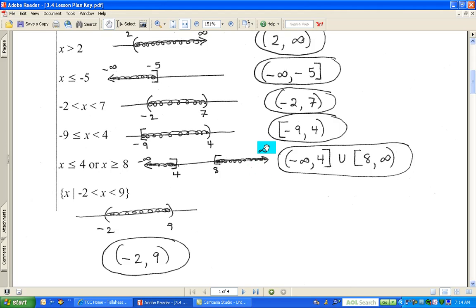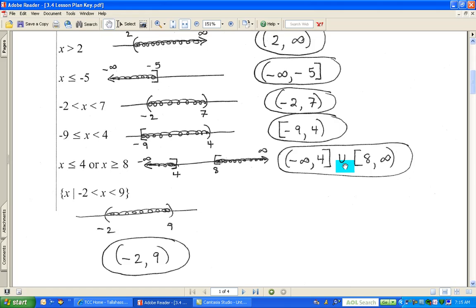Now, the way we're going to write interval notation here is we're going to do it in pieces. This first piece would become negative infinity, comma 4, bracket on the 4. The second piece would be bracket on the 8 out to infinity. Always remember, read from left to right.